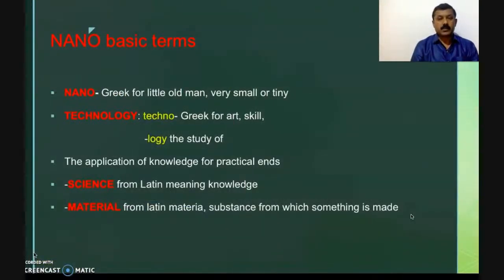We'll look at some of the basic terms that are associated with nano. Nano is basically a Greek word that refers to a dwarf or a little old man. Technology is derived from two words. Techno means an art or skill, and logy means study. So it is a study of an art that is related to smaller things, and it's an application of knowledge for practical ends. Science is a Latin word which means knowledge. And nanomaterials, we often use the word nanomaterials. Material is also derived from Latin, from the word materia, that means a substance from which something is made.